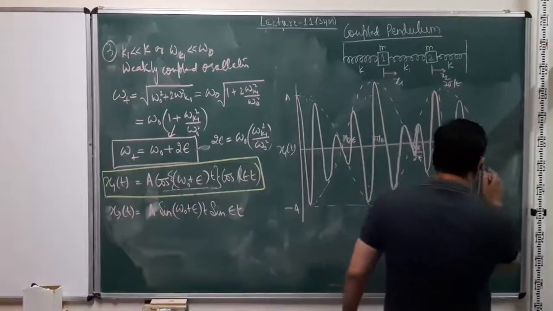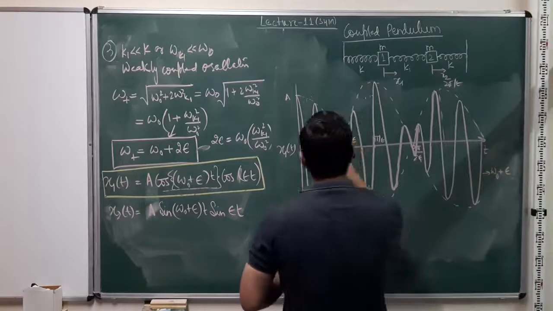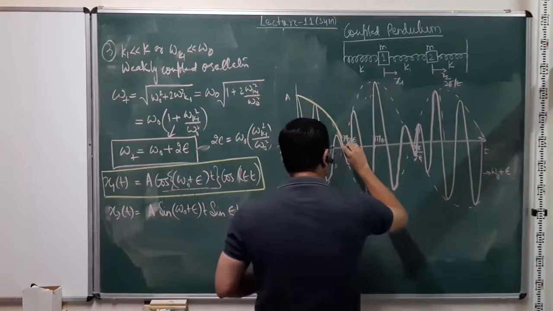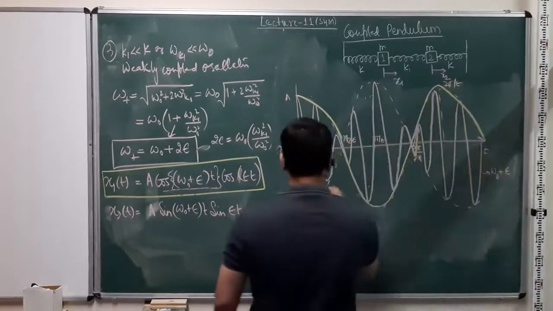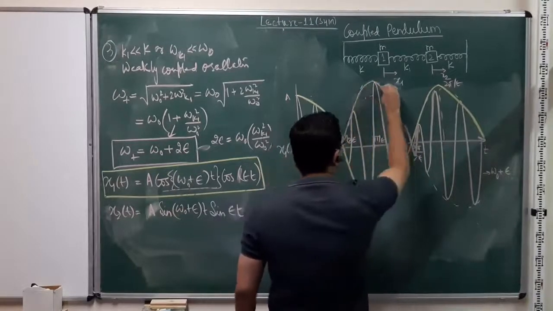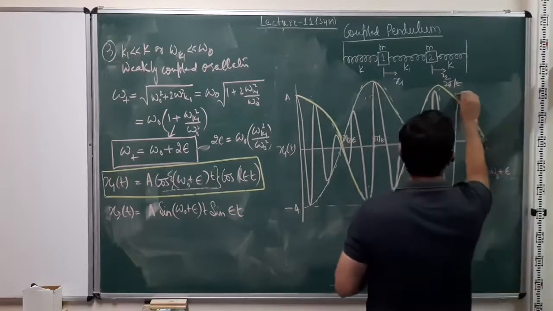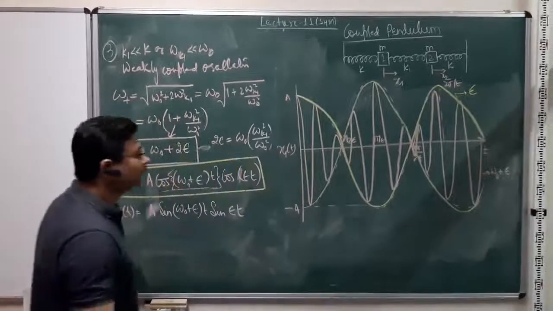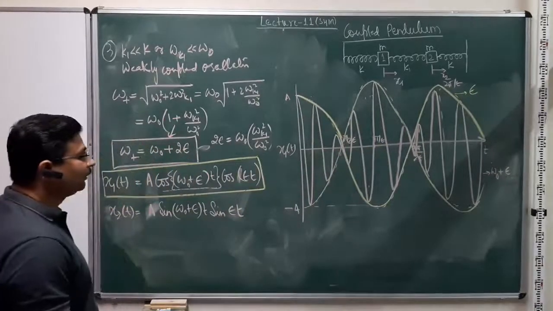Then let's say this solid curve is my omega 0 plus epsilon, right? Whereas this change in the maxima of the amplitude, which I depicted with the dotted line, is basically with the frequency omega, right? So this is how the oscillator is going to behave in real time, right?